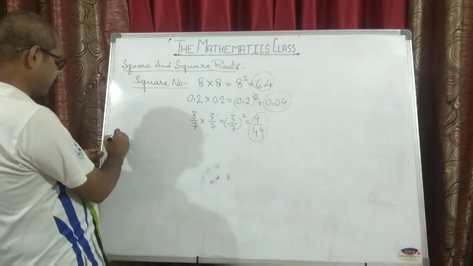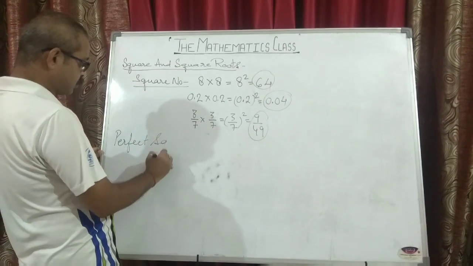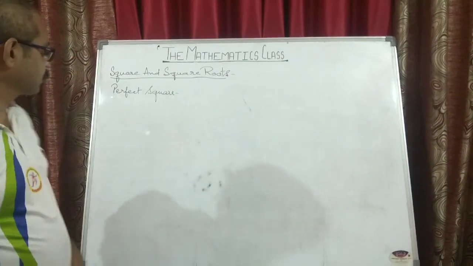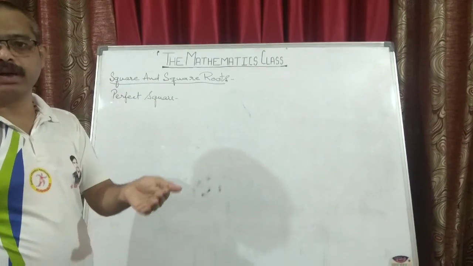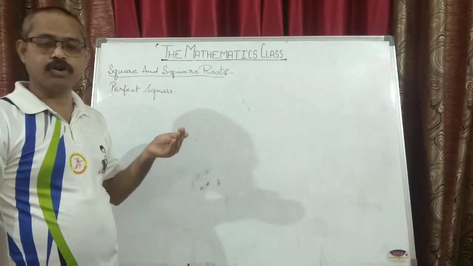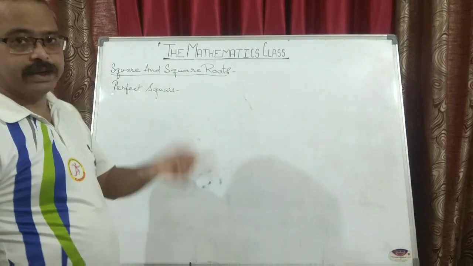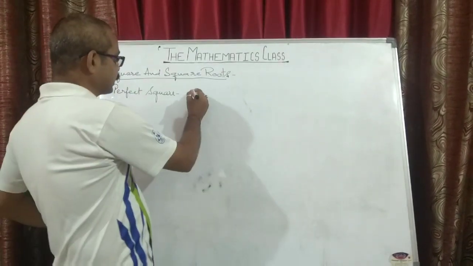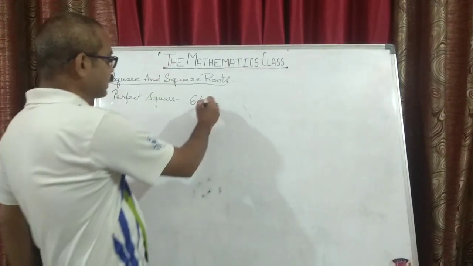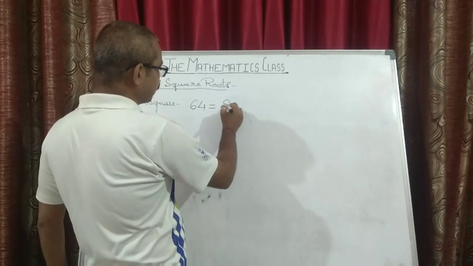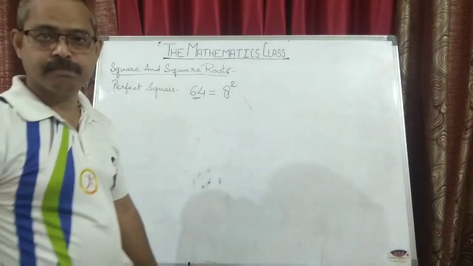Now the next topic is perfect square. What is a perfect square? Any natural number which can be written in the form of a square of another natural number is known as a perfect square. Let us take a natural number 64. This 64 can be written as the square of the natural number 8. It means 64 is a perfect square.